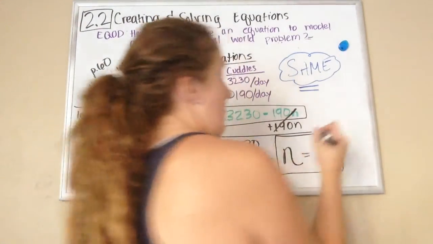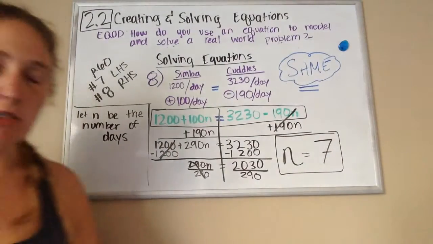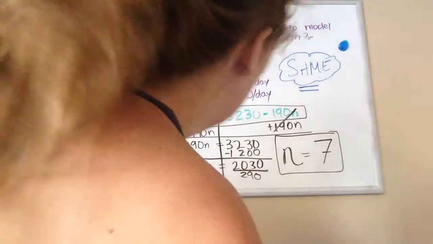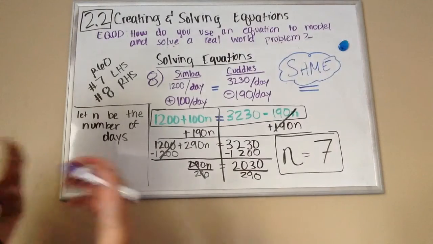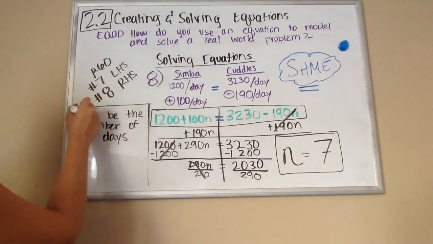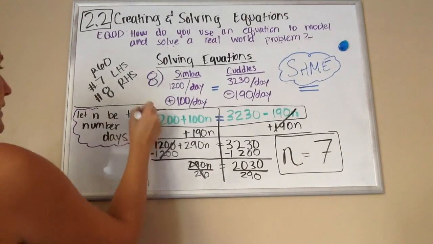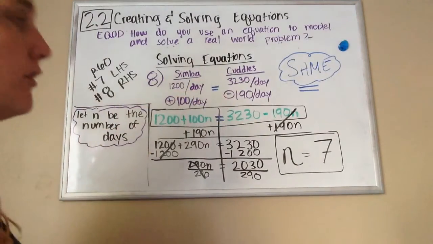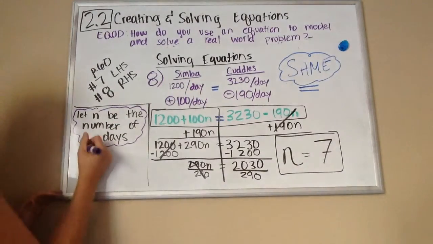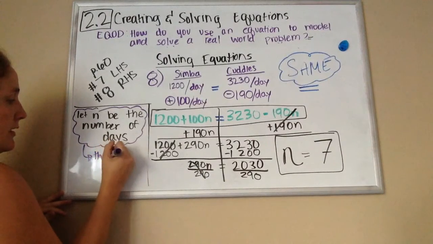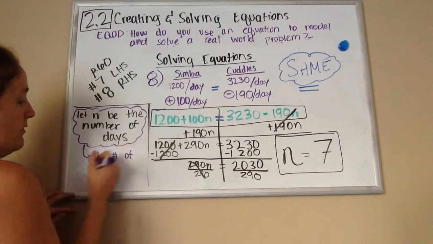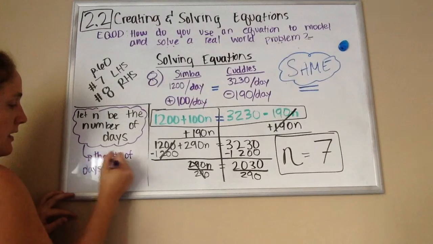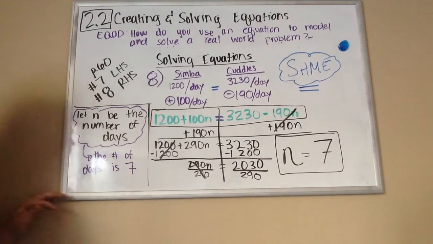So what did that mean? What did we just solve for, right? What did we even do? The number of days that it takes to get Simba and Cuddles eating the same amount of food is 7. So the number of days is 7.